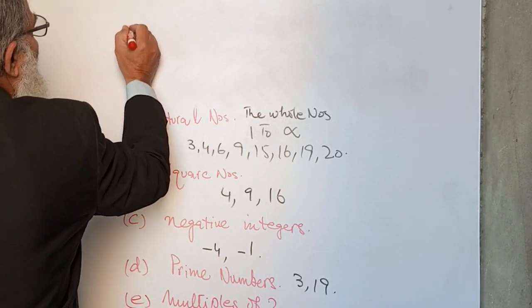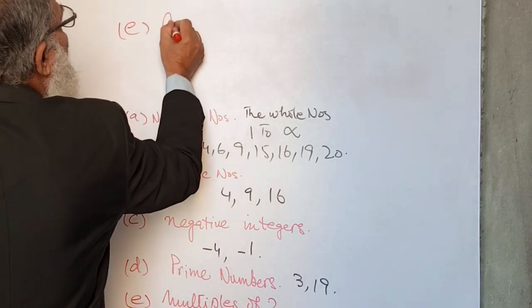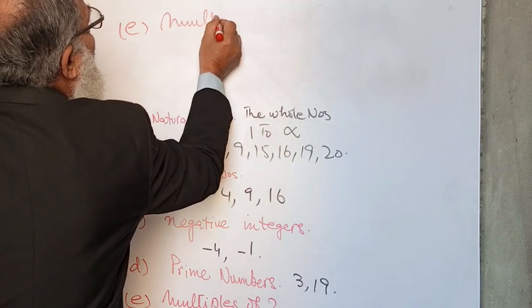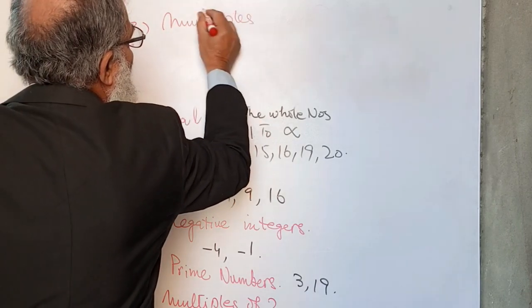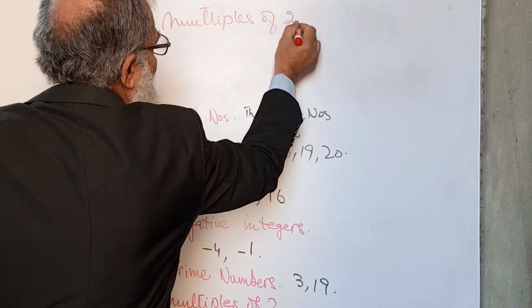Let me write E over here. Multiples of 2.